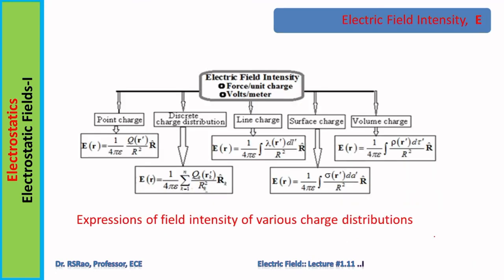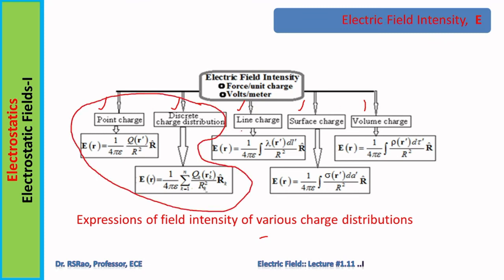All the expressions so far derived for field intensities are shown in the form of a tree diagram. Notice in this diagram, field intensity due to a single point charge is given, due to several point charges, due to line charge, due to surface charge, due to volume charge. The first two fall in the category of discrete charge distributions. The remaining three are continuous charge distributions.